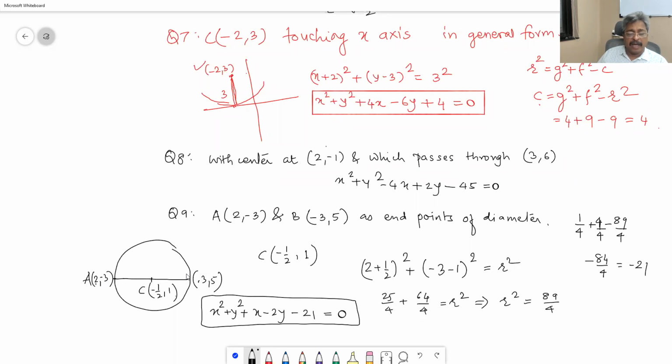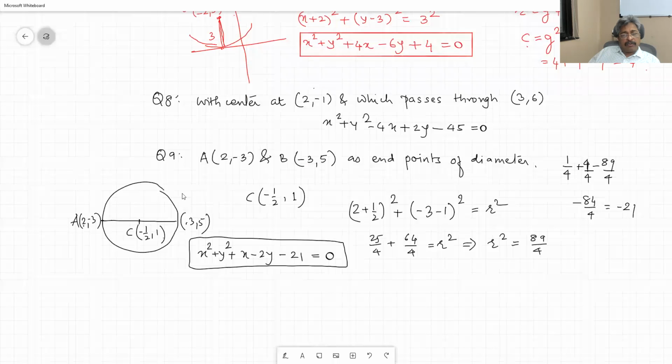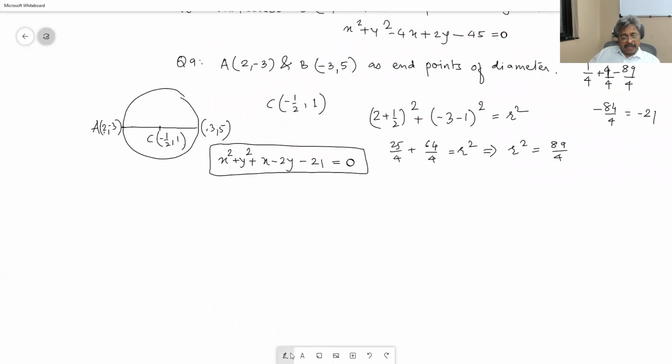This AB is a diameter. Okay, so this is the variety of problems that we can solve at this stage, and there could be more problems with different numbers. But let us go back to the straight line and learn a little bit more about straight line. What we have done so far in straight line, let us revise.